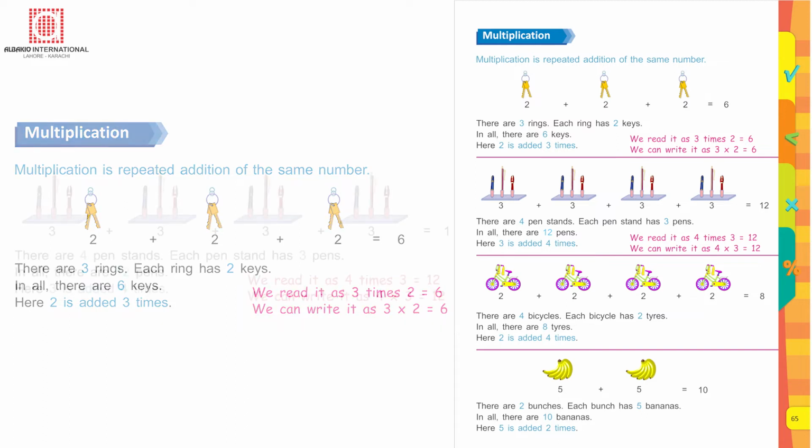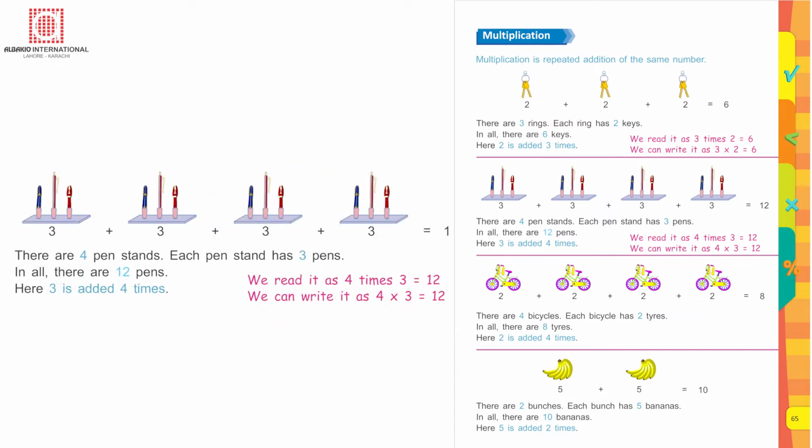Now coming to the next example. There are four pen stands. And how many pens are there on each stand? Yes, there are three pens on each stand. In all, there are 12 pens. Here, 3 is added 4 times. So we read it as 4 times 3 is equal to 12. And we write it as 4 multiplied, with the symbol of multiplication, 3 is equal to 12.